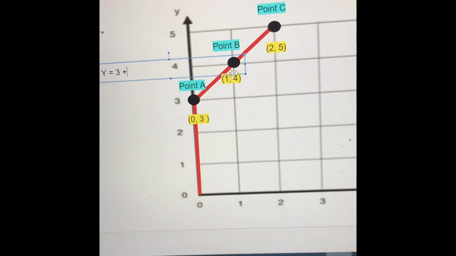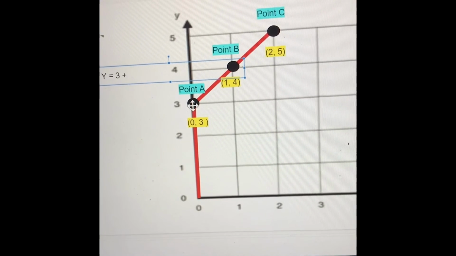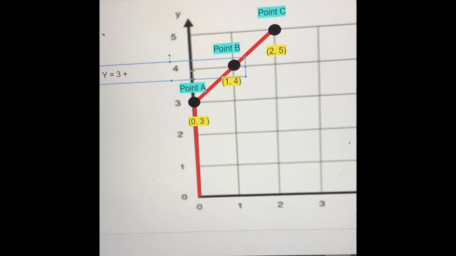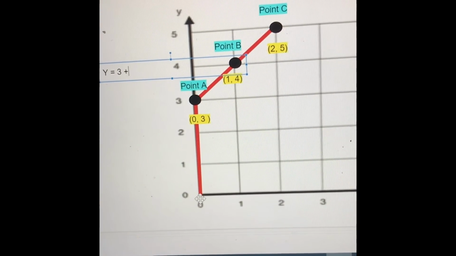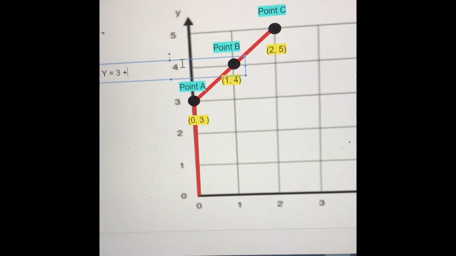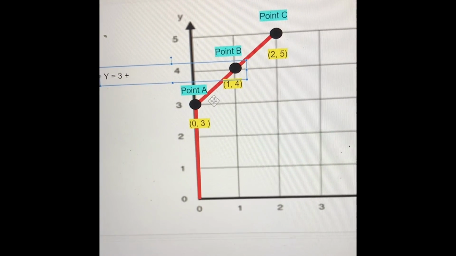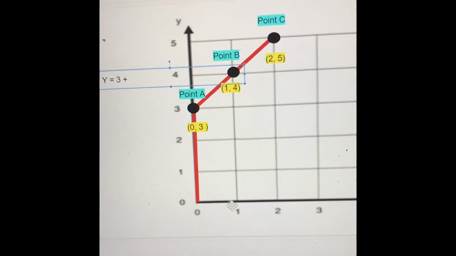Now looking at the slope of the line for the remaining points, when we go from point A to point B, y increases by 1, x increases by 1. So x goes from 0 to 1, y goes from 3 to 4. Then when we go to point C, y increases by 1 again, and x increases by 1. So y goes from 4 to 5, and then x goes from 1 to 2.